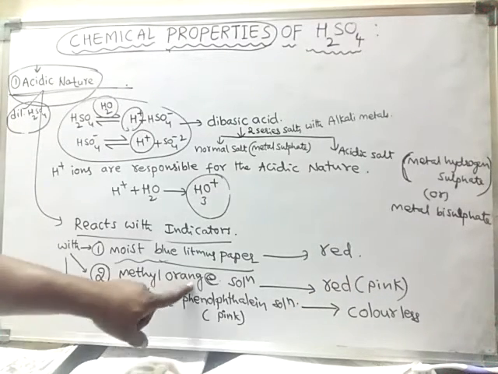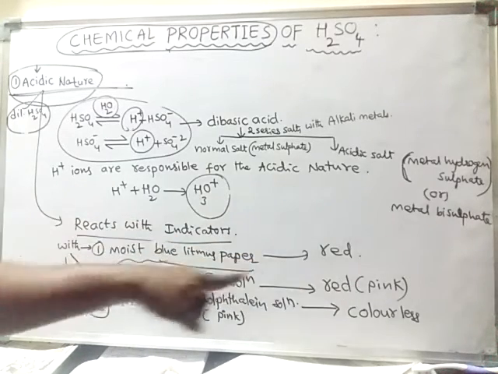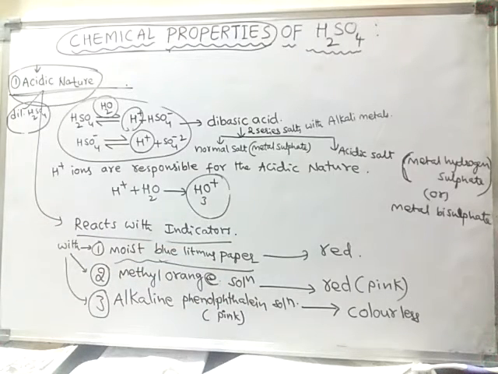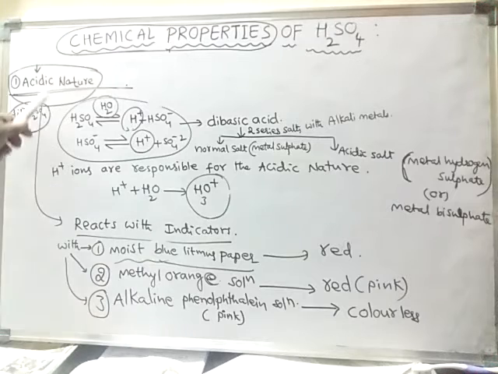So methyl orange solution will convert into red or pink color, and moist blue litmus paper will convert into red. These will help us to know the acidic nature of the given acid. So sulfuric acid, as it is able to perform these actions, is said to have acidic nature.